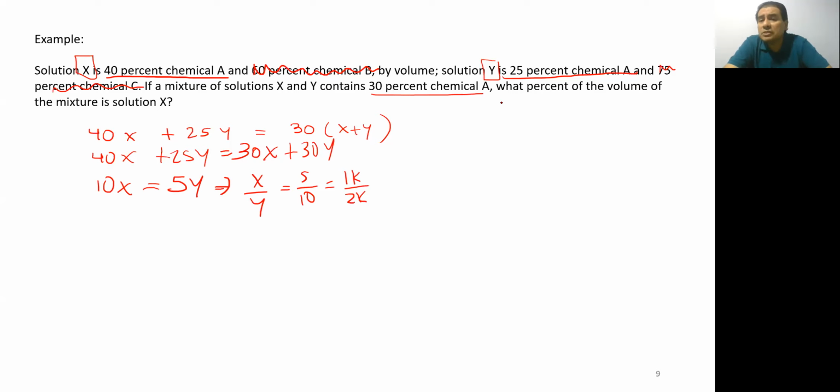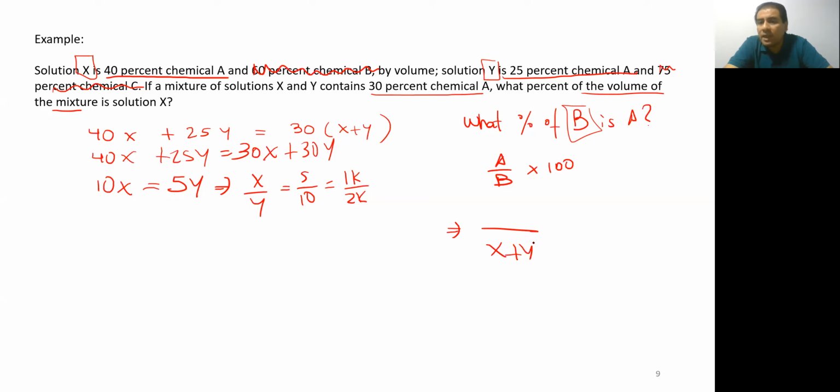So now the question says, what percent of the volume of the mixture is solution X? This is the old question: what percent of quantity B is quantity A? We know this is solved by calculating the quotient A over B times 100. So let's do that. What is quantity B here? The volume of the mixture, which would be X plus Y. And quantity A, solution X, is actually just X.